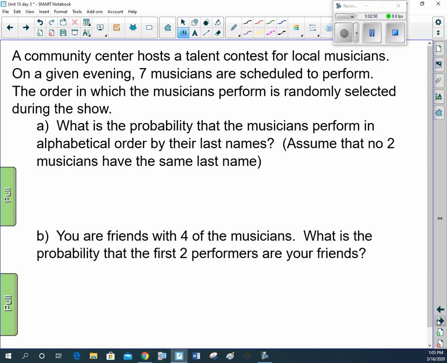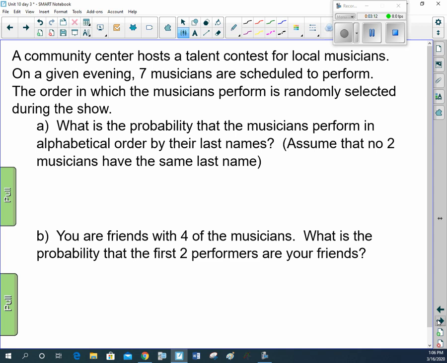Okay, a community center hosts a talent contest for local musicians on a given evening. 7 musicians are scheduled to perform. The order in which the musicians perform is randomly selected during the show. What is the probability that the musicians perform in alphabetical order by their last name? Assume that no two musicians have the same last name.